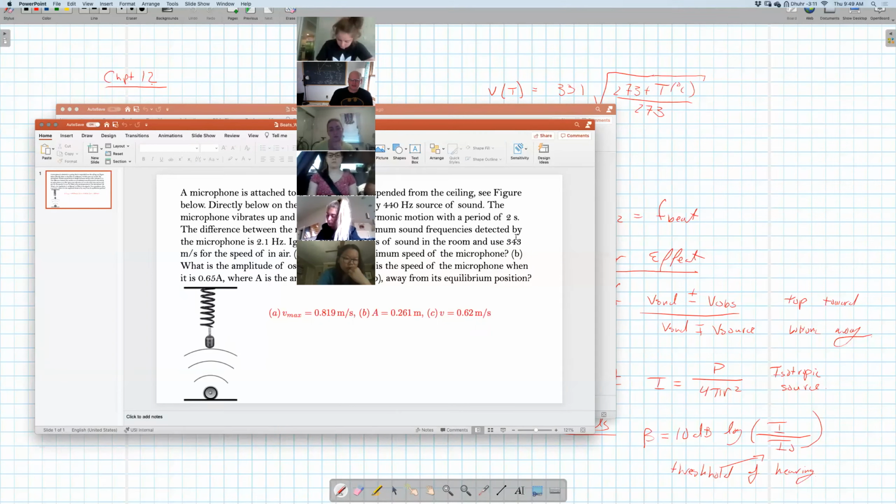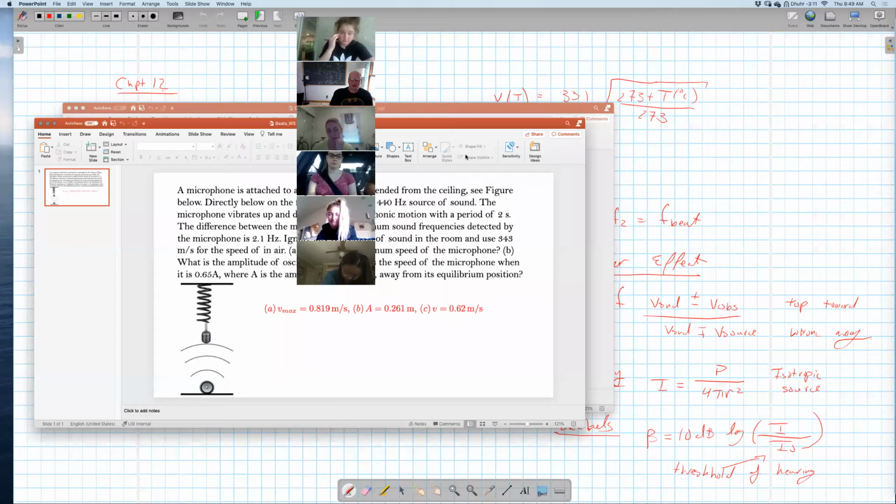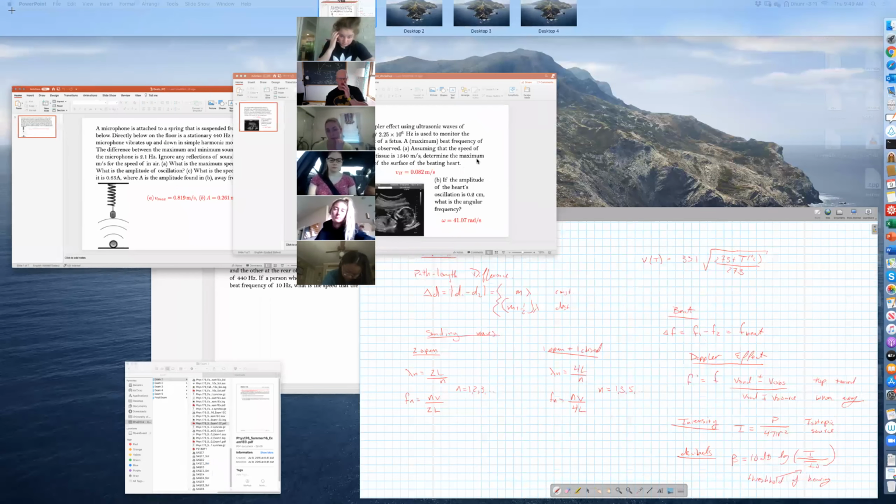It wants us to take that the speed of sound in air is 343 meters per second. It wants to know what is the maximum speed of the microphone, when it's at the equilibrium, either moving up or moving down. What is the amplitude of oscillation? What is the speed of the microphone when it is 0.65 times the amplitude away from equilibrium? So this is what it wants us to find out. Let's talk about the first one first, the fetus one.